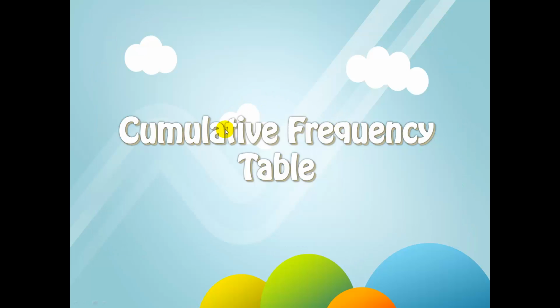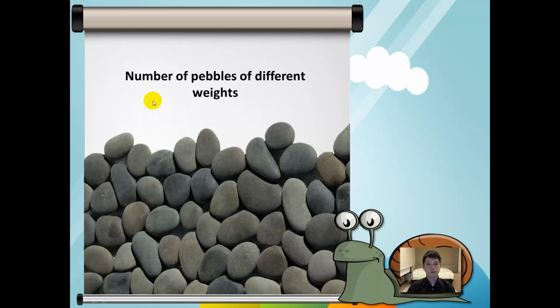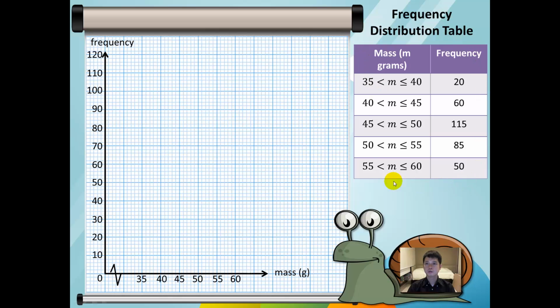Next, we shall learn how to read a cumulative frequency table. To do that, we shall look at the data showing the number of pebbles of different weights. Now, this table here is called the frequency distribution table. What this represents is that for pebbles with mass between 35 and 40 grams, I have 20 of them. To represent this on a histogram, it will look like this. So between 35 and 40 grams, I have 20 pebbles. And I can represent the rest of the data in the same way.